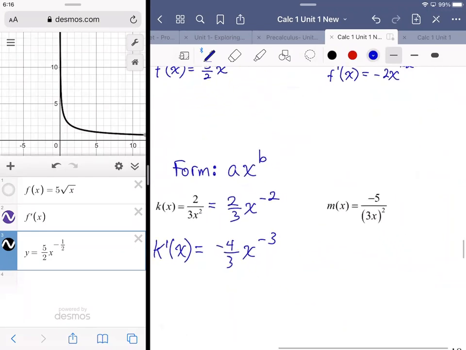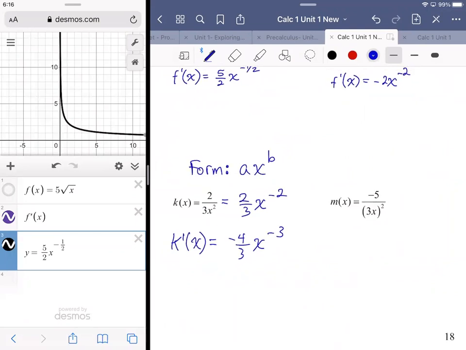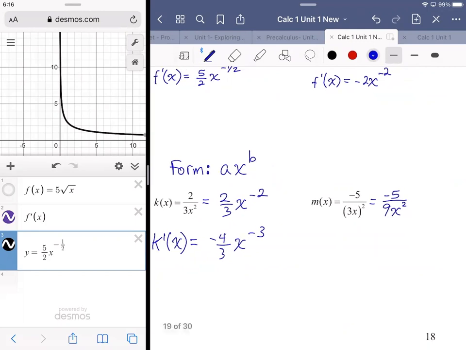The last one here, we have to do a little algebra. Very little, nothing too crazy, nothing too fancy. So negative 5 over 9x squared, so I square each part. And then you see it's kind of like a sibling to k of x. It's really the same kind of problem, cut from the same cloth. So negative 5/9 x to the negative second is how I would write it if I wanted it in the form of a times x to the b power. So m prime of x would be 10/9 x to the negative third.